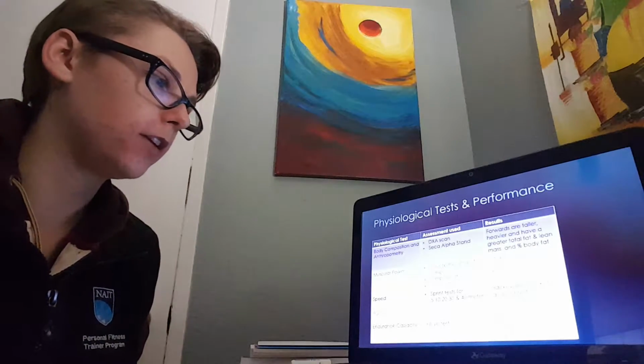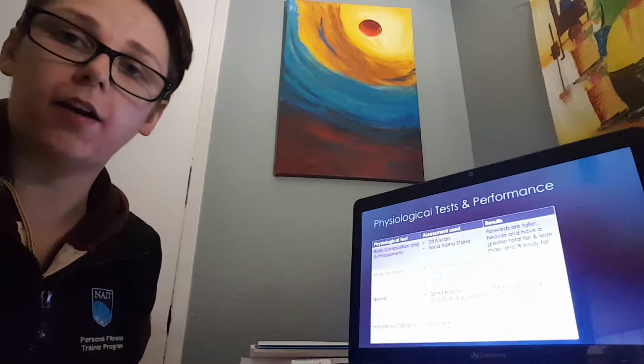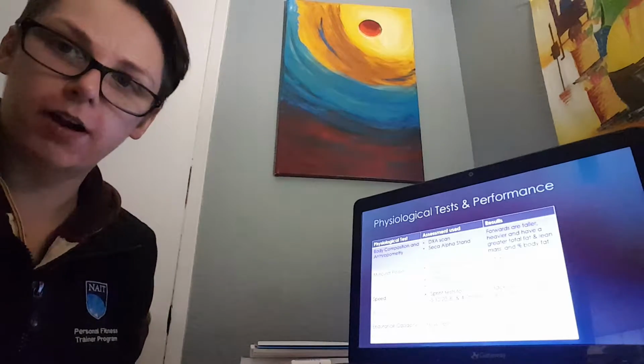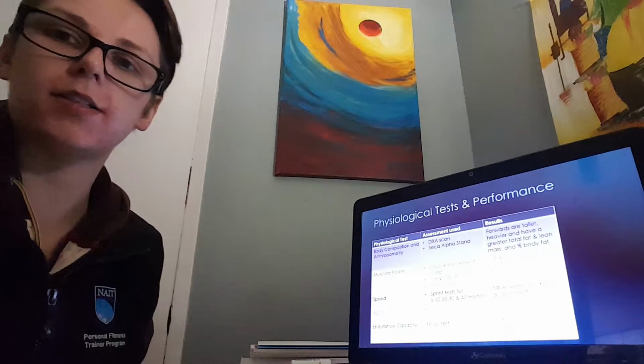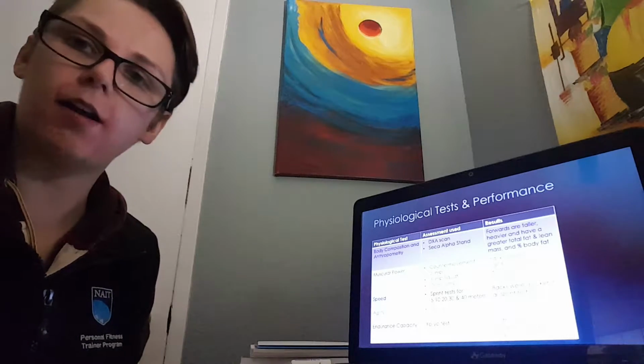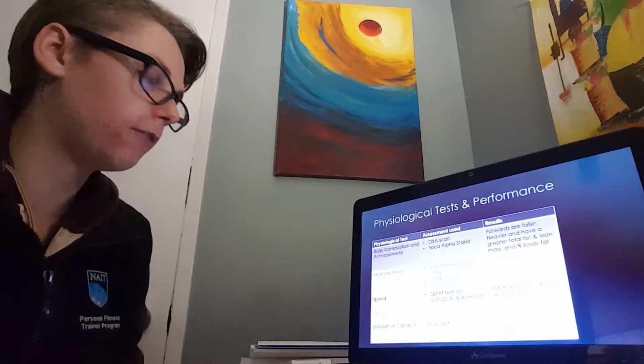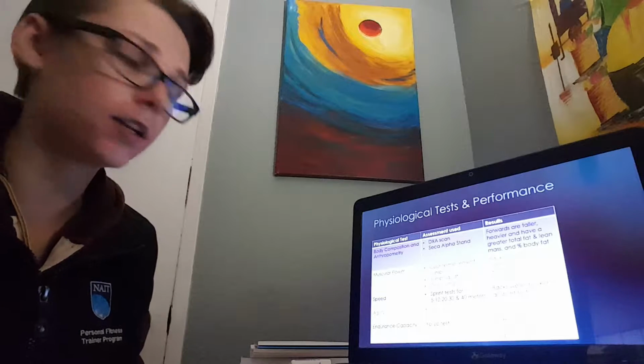Same thing with our agility 505 test. Backs performed higher in that as well, which makes sense because they're the quicker players and they need to be a little bit more agile and have that speed, where forwards don't necessarily need speed.